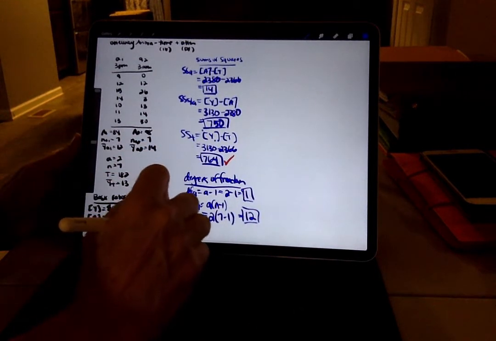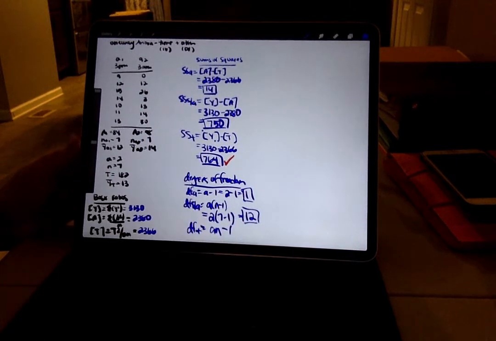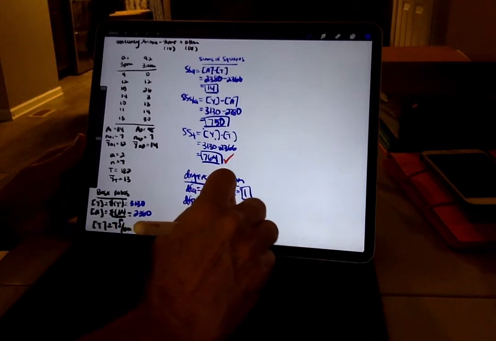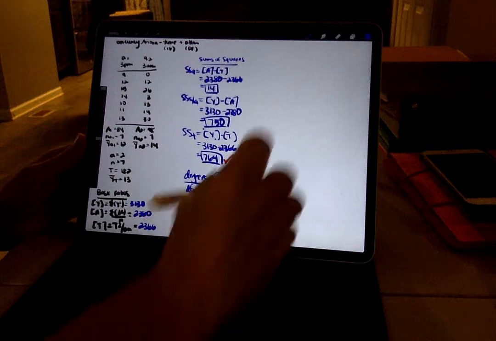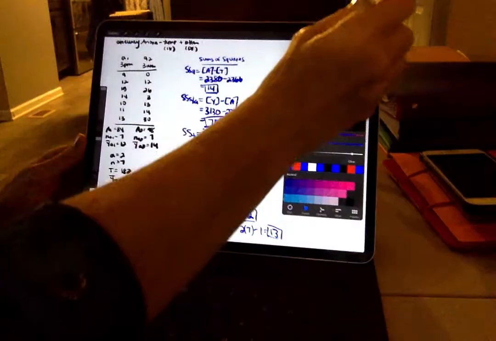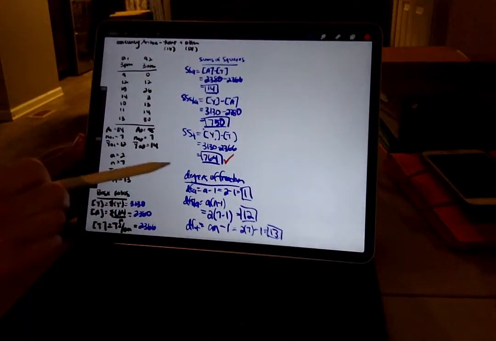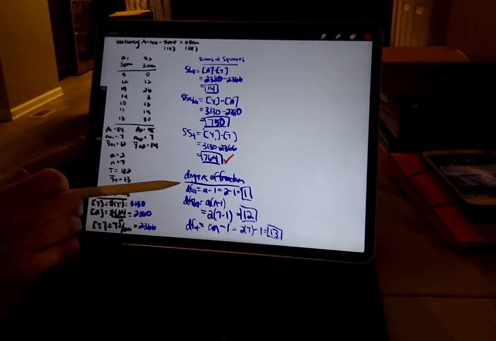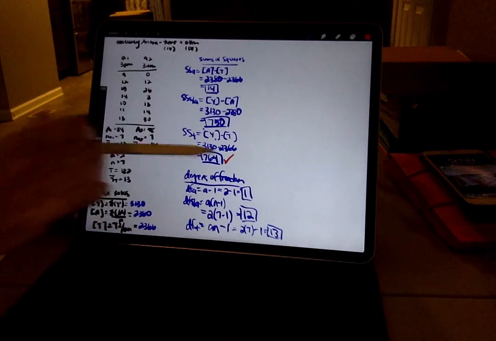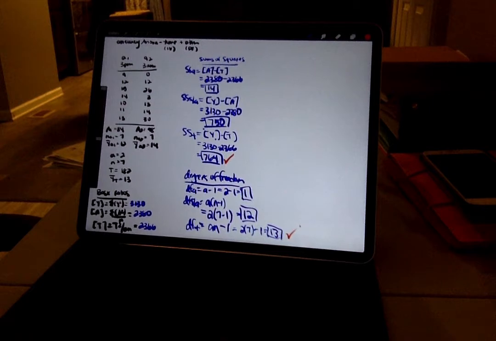And finally, our degrees of freedom T is A times N, no parentheses, minus 1. So we have 2 times 7 minus 1, which is 13. And before we move on, we want to check our work. So just like the sums of squares, our degrees of freedom A plus our degrees of freedom S over A should equal our degrees of freedom T. So 1 plus 12 does in fact equal 13, so that checks out.